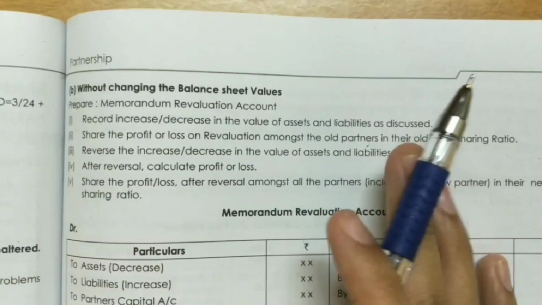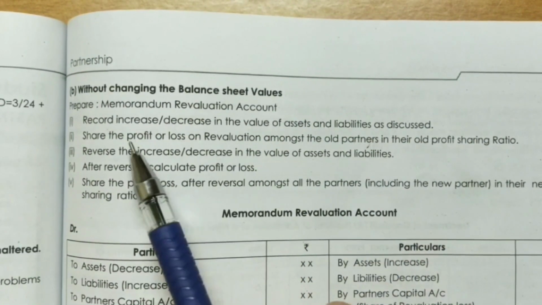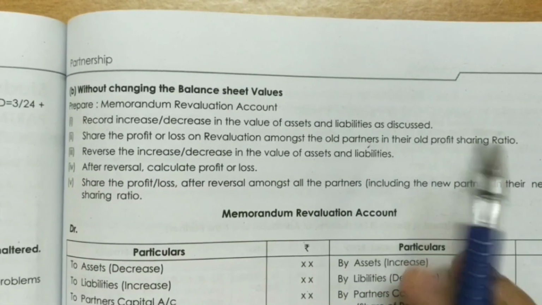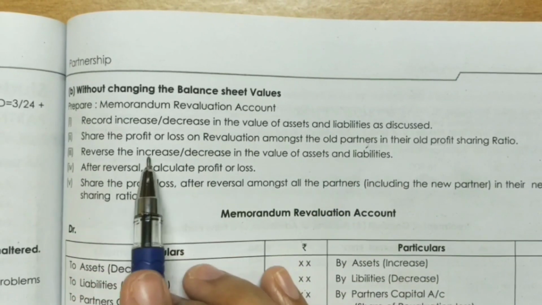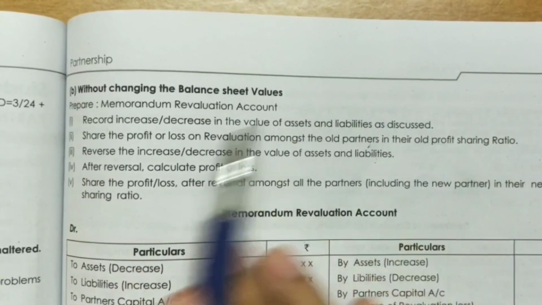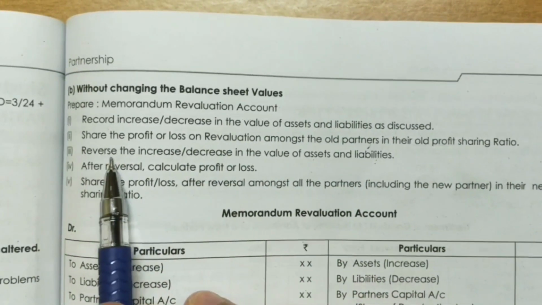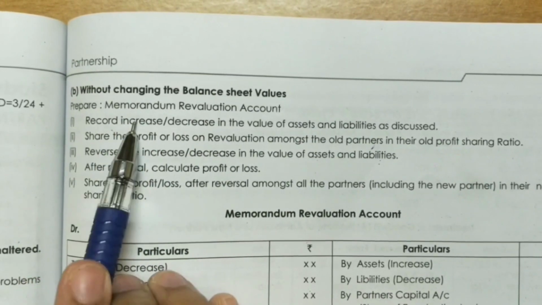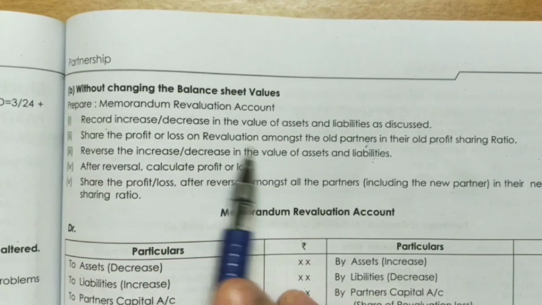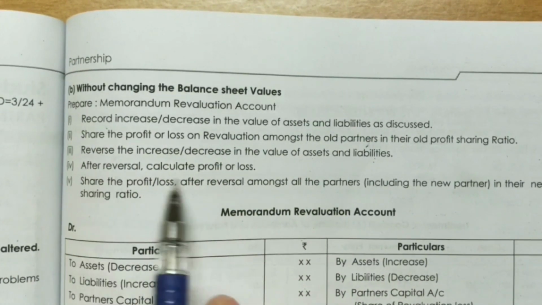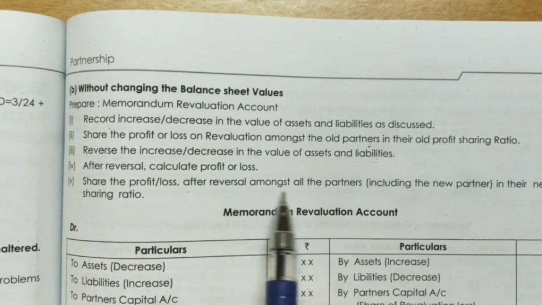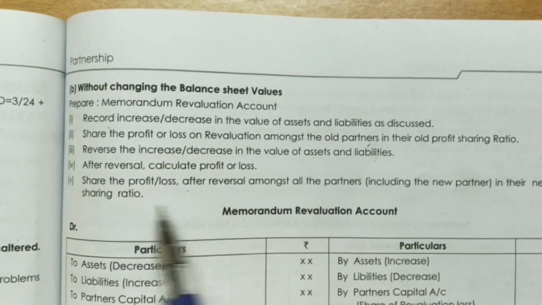Share the profit or loss on revaluation among all partners in their old profit sharing ratio. That is also included in the earlier way we prepared a revaluation account. Like the third point, reverse the increase or decrease in the value of assets and liabilities, and that is what makes the memorandum revaluation account differ from the revaluation account which we earlier discussed. After reversal, calculate profit or loss, and this profit or loss has to be shared among the partners in their new profit sharing ratio. Whatever it is, it should be shared among the old partners, including the new partner.